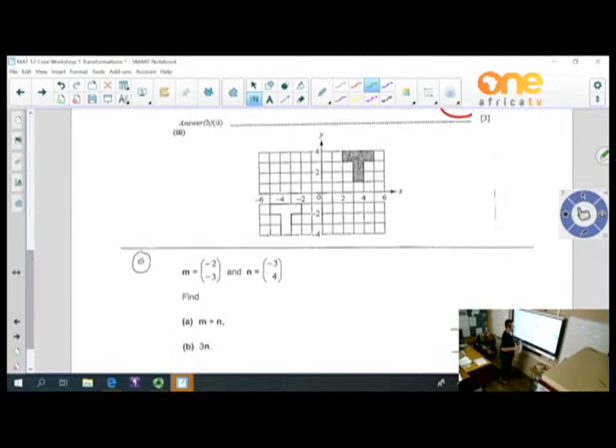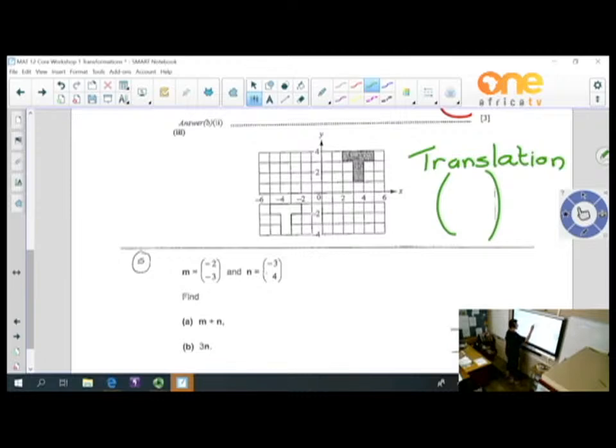The next one. Which transformation is this one? This is now the translation. This is the translation. So it's the slide. Can you see? From here to here. Now we have to find the column vector, so X and then Y.